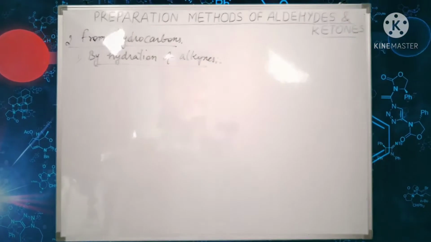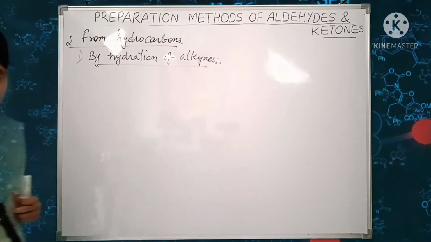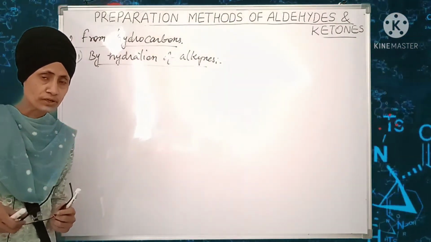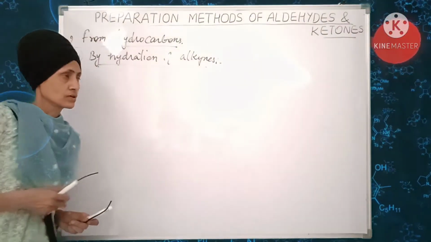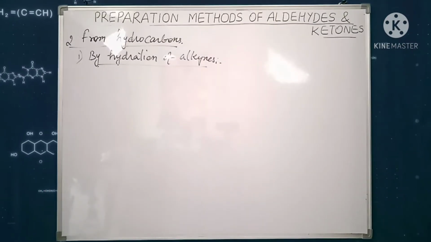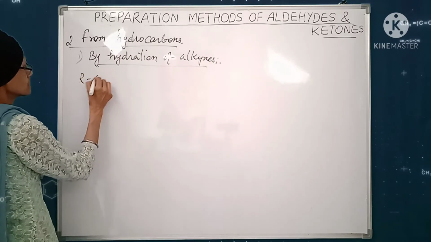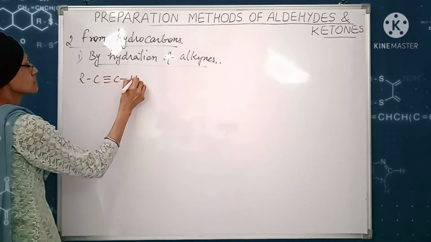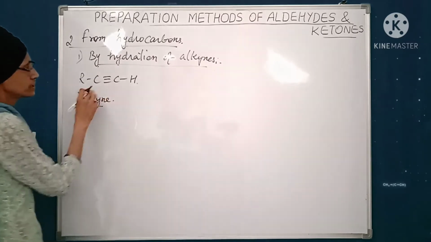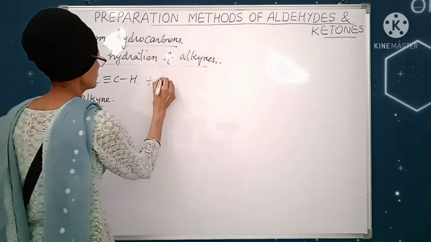Hydration means treatment with water in the presence of a catalyst like sulfuric acid and HgSO4, that means mercury(II) sulfate. Hydration means addition of water to the triple bond. So here we get an intermediate also. This is an alkyne, the general reaction I am taking. I am treating it with water.